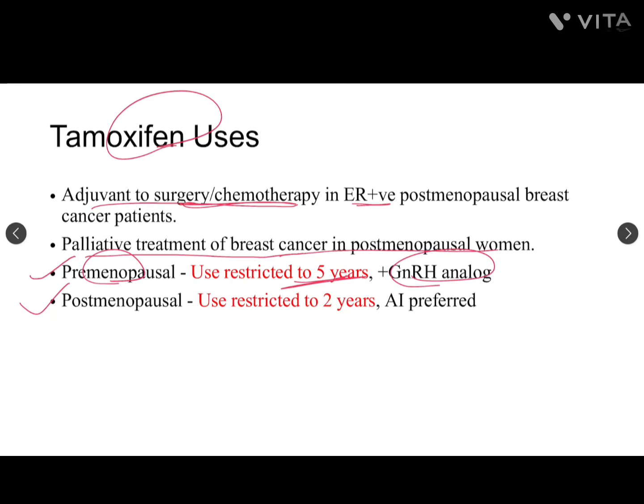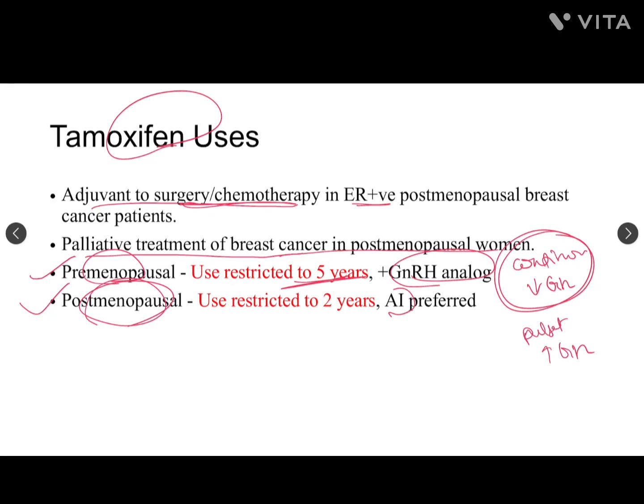I have already told you, whenever we give GnRH analogs in a continuous fashion, it is going to inhibit the production of gonadotrophins, whereas when it is given in pulsatile fashion, it is going to induce the secretion of gonadotrophins. Here, we give it in a continuous fashion because we want to decrease gonadotrophins, we want to decrease estrogen because the breast CA is ER positive, estrogen receptor positive. In postmenopausal women, the treatment of choice when it comes to breast carcinoma has now become aromatase inhibitors. But still, if you use tamoxifen, it should be restricted to 2 years, and after 2 years, aromatase inhibitors should be used.